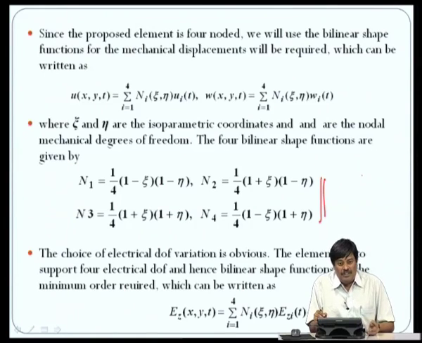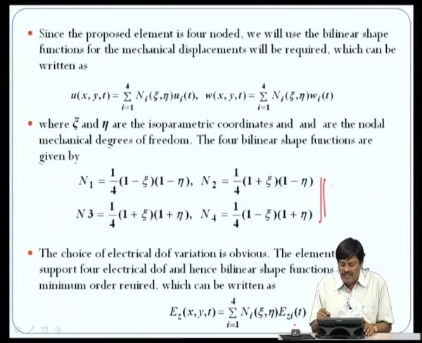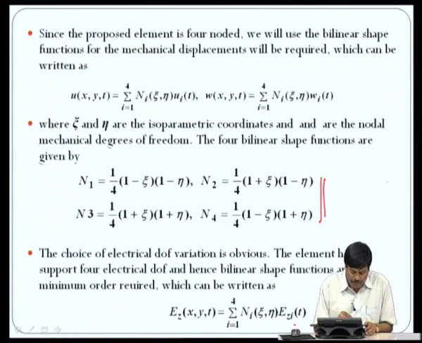So, now the question is, how do we actually interpolate the electrical field, which we have also introduced as additional degrees of freedom. The variation of the electrical degrees of freedom is assumed exactly the same as that of the mechanical degrees of freedom. That is, we take Ez, or E, as a function of xi and eta, Ni into Ei, where Ni is again given by these 4 degrees of freedom. We have 4 E's at the 4 nodes. So, that means it will have 4 shape functions.